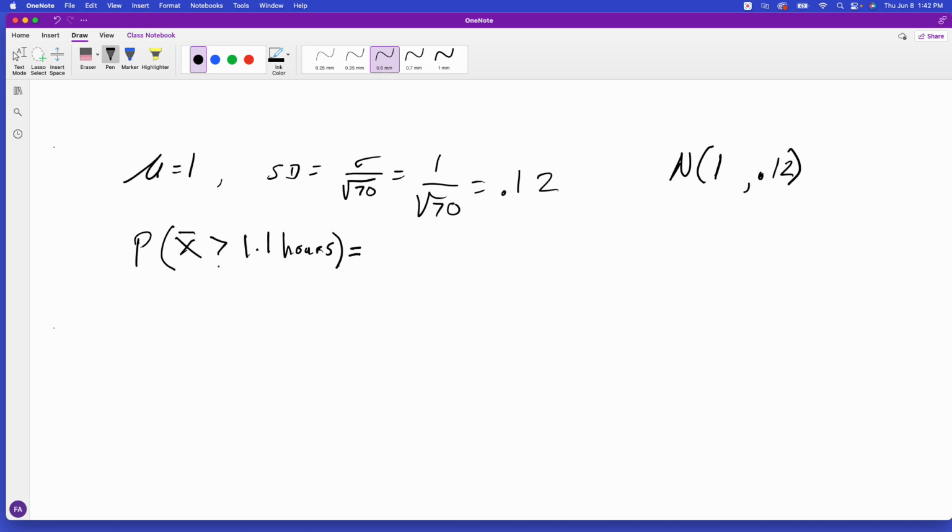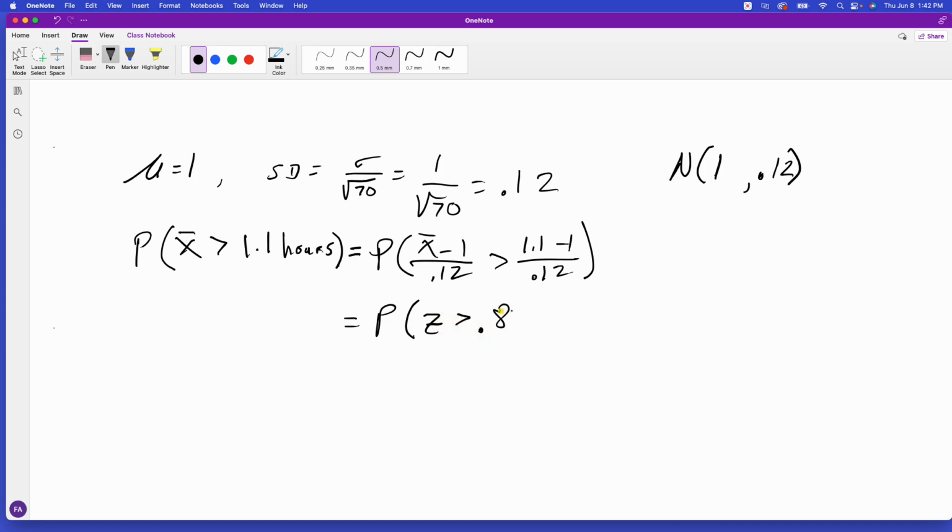There are programs out there that will figure this out for you based on the normal distribution, but we also have our z-table. So I'm just going to go ahead and switch this over to a standard z. I'm going to do the probability of (x bar minus 1) over 0.12 being greater than (1.1 minus 1) over 0.12, which means that we're looking at z being greater than 0.83.